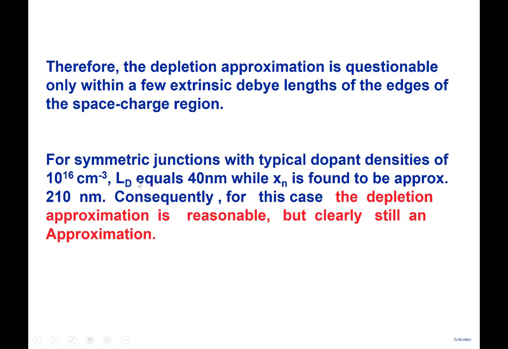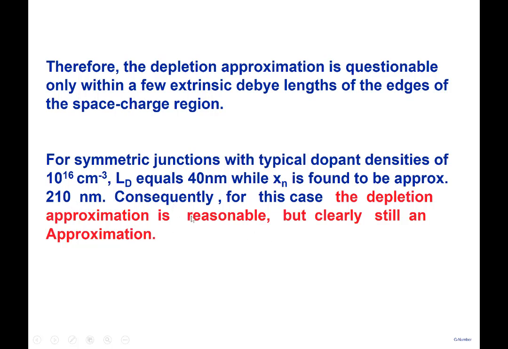They're saying L_D, the Debye length, is 40 nanometer. And X_N is the amount of depletion width on the N side. They're saying X_N is 210 nanometer. All right? They're saying the Debye length is 40 nanometer, and the depletion width on the N side is 200 nanometer. What is the total transition region length? As I said, 3 times L_D. So the total transition region, according to them, is how much? 120 nanometer. How is 120 nanometer negligible compared to 210?